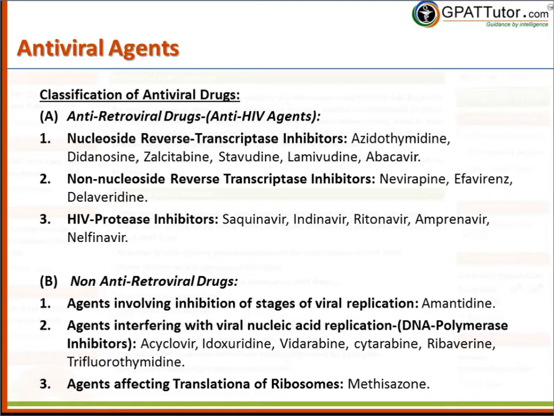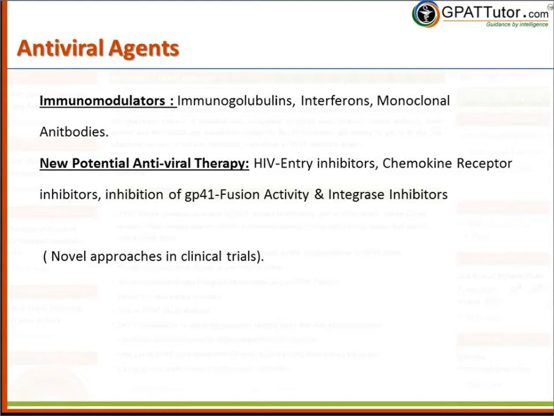Similarly, HIV protease inhibitors, non-nucleoside reverse transcriptase inhibitors, and nucleoside reverse transcriptase inhibitors are included in antiretroviral agents. These drugs are mainly used in the treatment of HIV infection. Mostly they are used in combination. The combined dosage regimen contains a combination of nucleoside and non-nucleoside reverse transcriptase inhibitors along with the protease inhibitors.